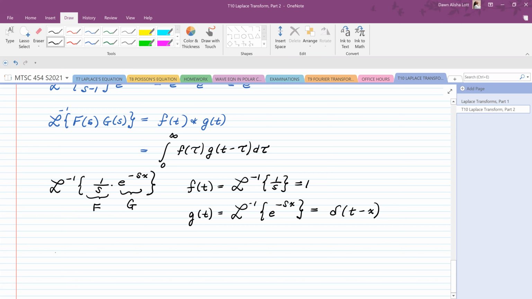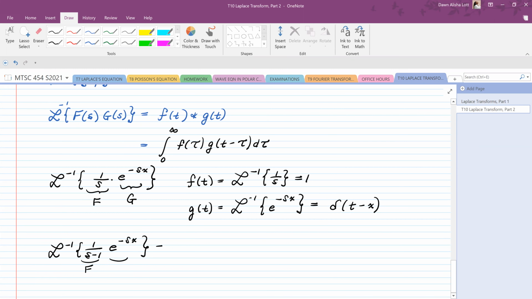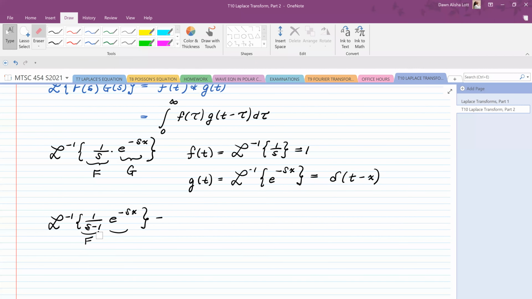And then for the other piece, the inverse Laplace transform of 1 over s minus 1 times e to the minus sx, let's not call this f. Let's call it h, a totally different function. Here, h of t is the inverse Laplace transform of 1 over s minus 1, and that's e to the t, and g of t is still the same.